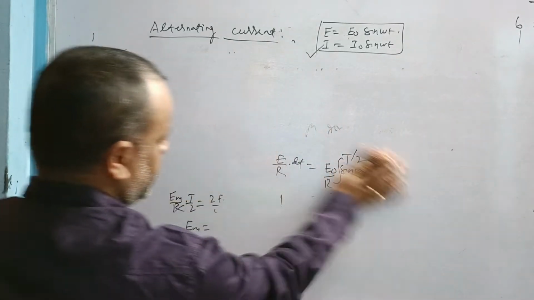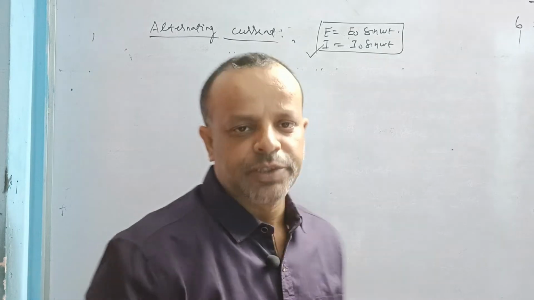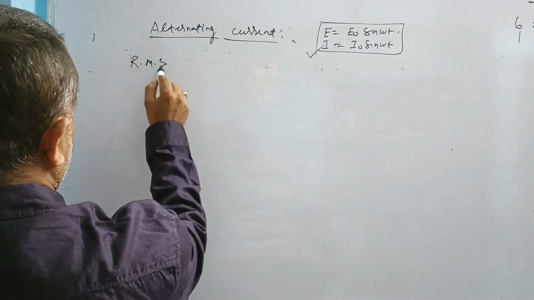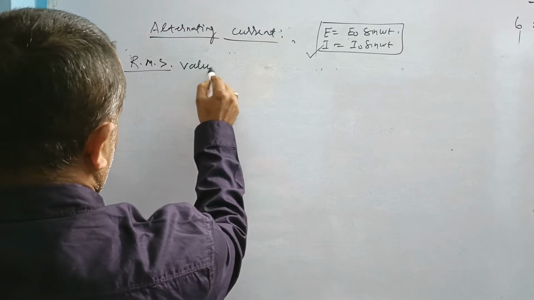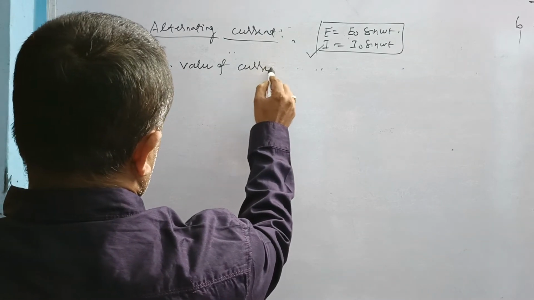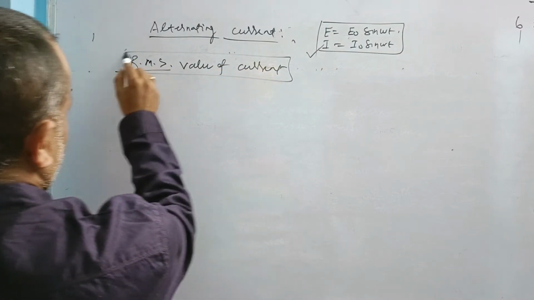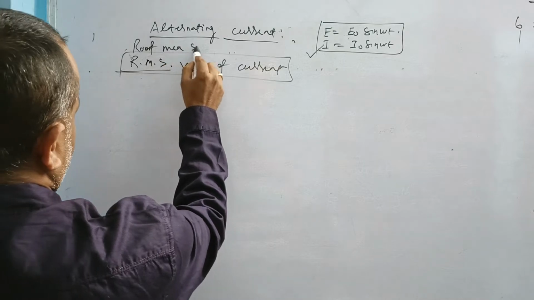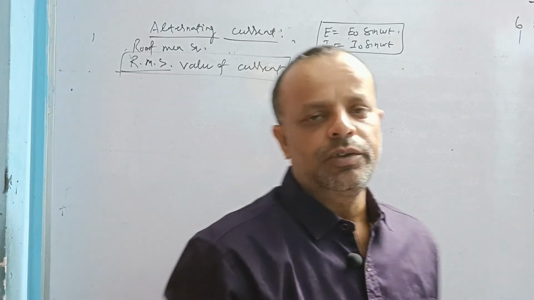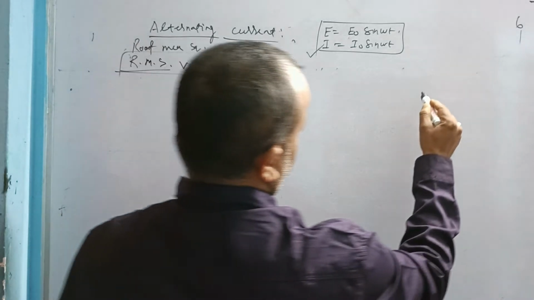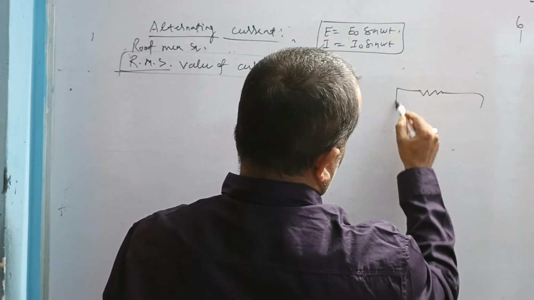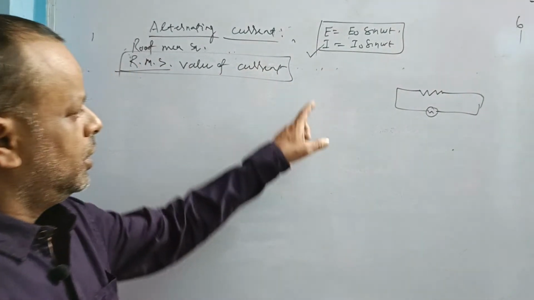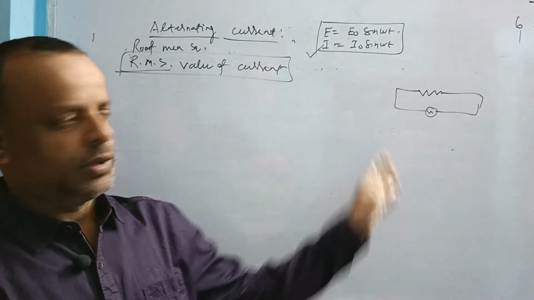The next topic will be RMS value of the current. See, RMS value of current. What is RMS value? It means root mean square value. Root mean square value of the current. See, we calculate it like, suppose we have a resistance, over which how much heat it has produced.